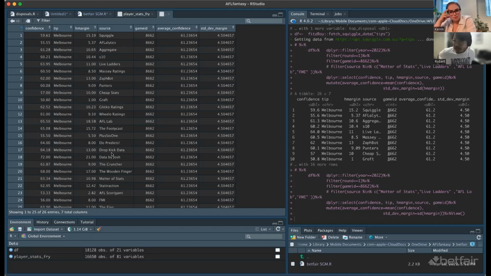Yeah, and I think the other thing is it's always good to look at different data sources.